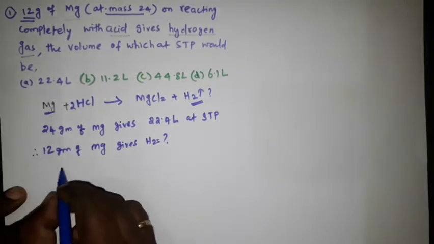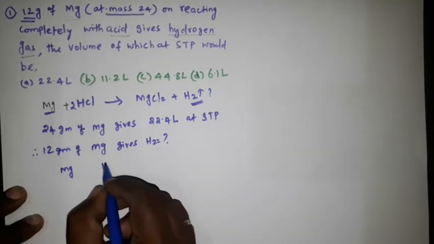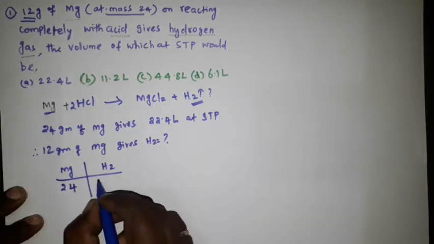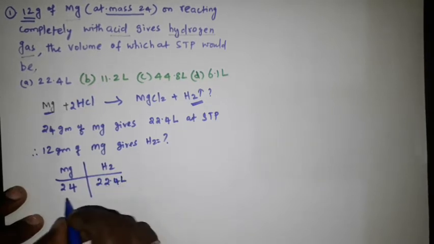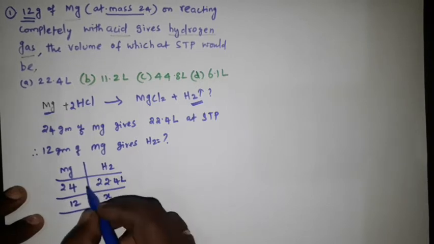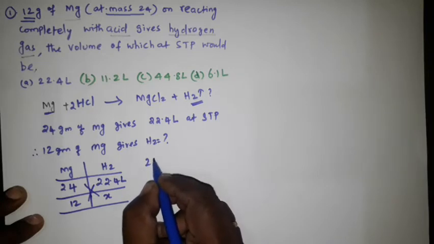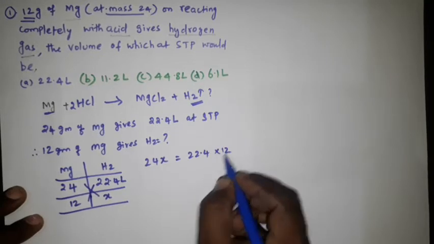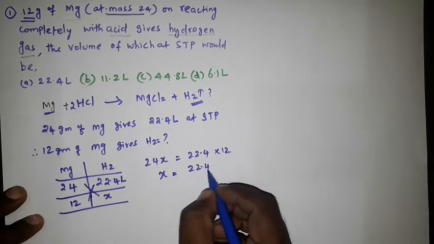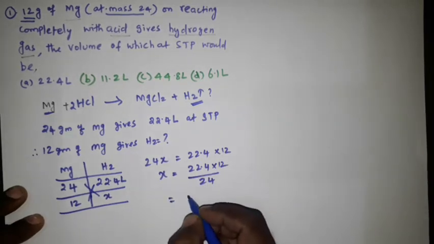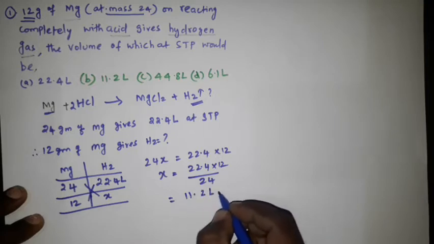So you can make one box, that is magnesium, hydrogen. So 24 gram of magnesium will produce 22.4 liter. Then 12 gram of magnesium will produce how many liters of this hydrogen gas? So make cross multiplication. So 24x equals 22.4 into 12. So x equals 22.4 into 12 by 24. We will get that answer: 11.2 liter at STP. So this is the final answer.